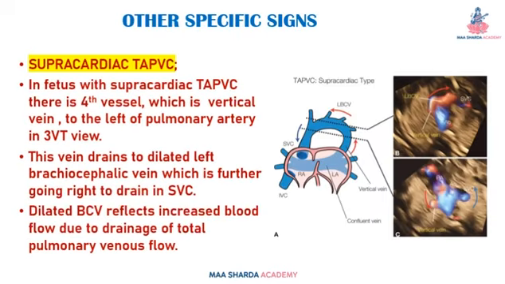Other specific signs. In supracardiac TAPVC, there is a fourth vessel, which is the vertical vein, to the left of the pulmonary artery in the three vessel trachea view. This vein drains to a dilated left brachiocephalic vein, which further goes right to drain in the superior vena cava. The dilated brachiocephalic vein reflects increased blood flow due to drainage of total pulmonary venous flow.